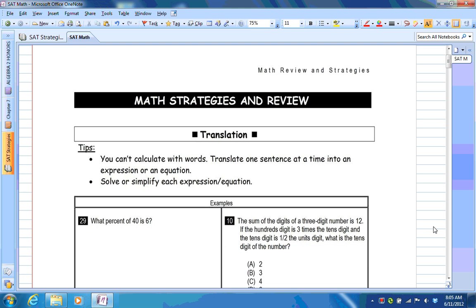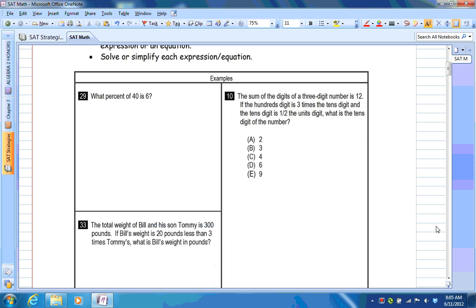What's meant by translation is that you want to take the word problem and translate it to mathematical operations and symbols. So we'll start with an easy one, like this one here, number 29. Now this is a grid-in because we don't see any choices. This would have been number 29 on the PSAT, but on the SAT it'd probably be more like number 9, probably like the beginning of the grid-in section. So this should be an easy problem.